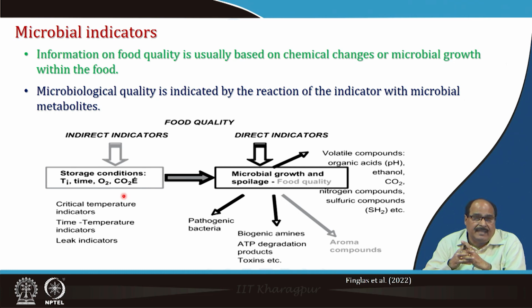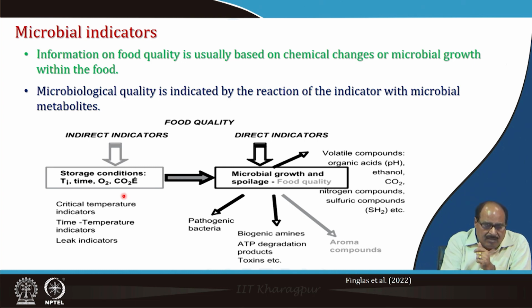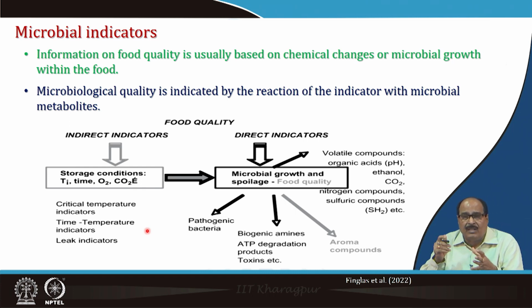Then microbiological indicators. The information on food quality is usually based on chemical changes or microbial growth within the food. Microbiological quality is indicated by the reaction of the indicator with the microbial metabolites. There may be indirect indicators like critical temperature indicators, time temperature indicators, and leak indicators, which may show that there is a leakage. Obviously, when there is a leakage, the gaseous composition inside will not be properly maintained, so the shelf life will be adversely affected. So, these are the indirect indicators.